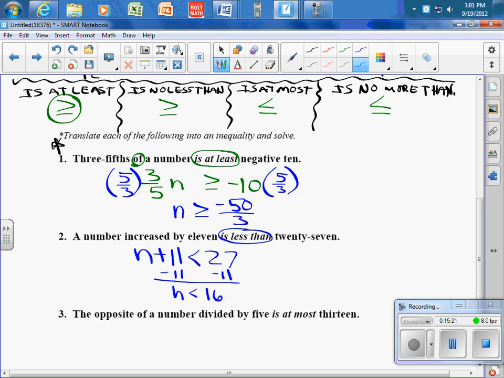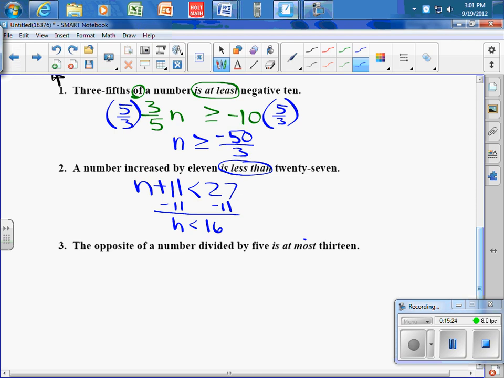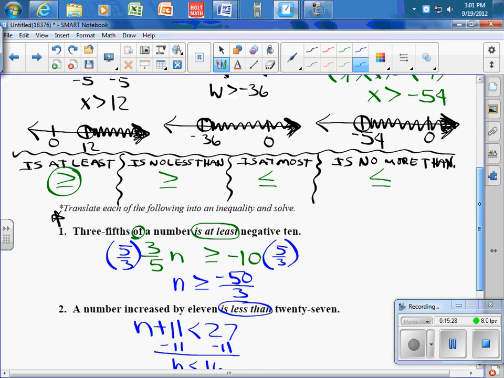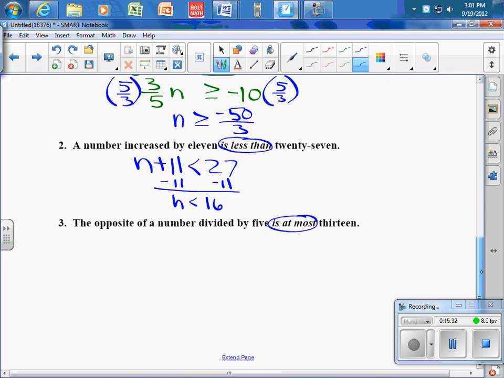And lastly, is at most. The most something could be. Well, what does that mean? Well, is at most means less than or equal to. So we have less than or equal to 13. Well, the opposite of a number divided by 5. Well, if our number is n, the opposite of it would be negative n. Divided by 5 would just be a fraction bar over 5 is less than or equal to 13.